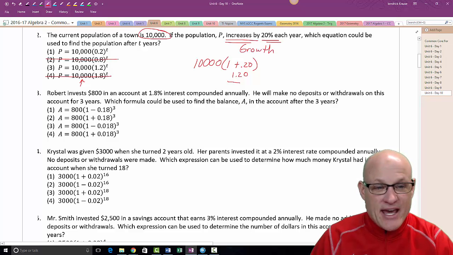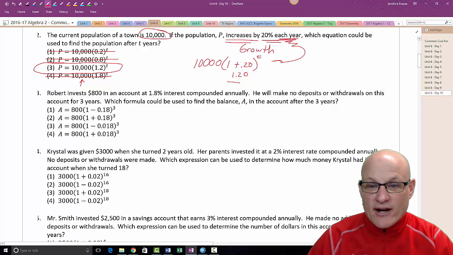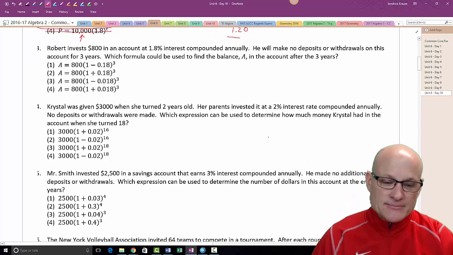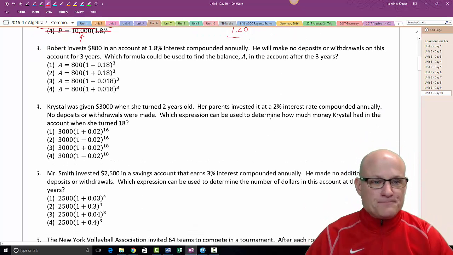So, that's an 80% increase. This is decay, and this is decay. So we only have one choice, kids. It has to be this one, growth. And it's happening every year, each year, so we're not dividing by anything. All right, let me do one more, and then we'll take a little break.